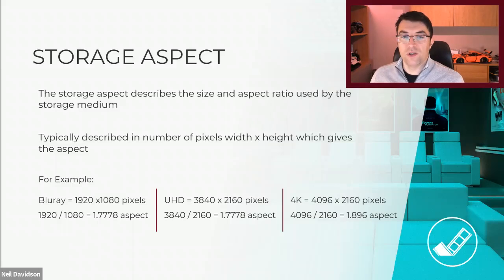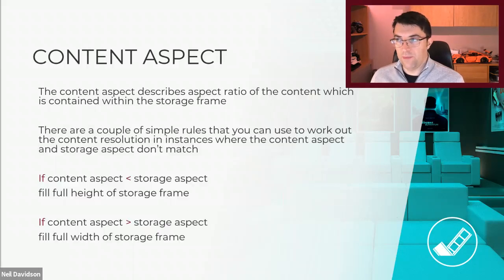Okay, so that was the storage aspect. The next aspect that we need to be aware of is the content aspect. So the content aspect describes the aspect ratio of the content which is contained within the storage frame. So very simple. That's the movie that is being played out from the Blu-ray or over the Apple TV.